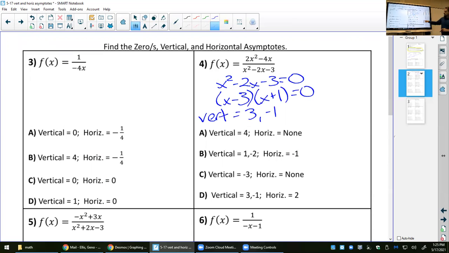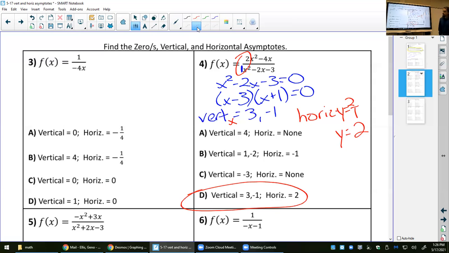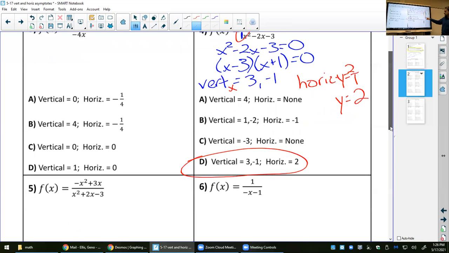All right, and then our horizontal, we look at our degrees, and I see x squared on both. So since they're the same, I know I'm going to take the leading coefficient of both. So I don't have anything in front of x squared, so I put a 1 there. And then I'm going to say, what is my ratio of those coefficients? So that is 2 over 1. Or, you know, it should say x equals, and this should say y equals. So y equals 2 over 1, or more simply, y equals 2. So vertical, +3, -1, horizontal, y equals 2. There's my answer.